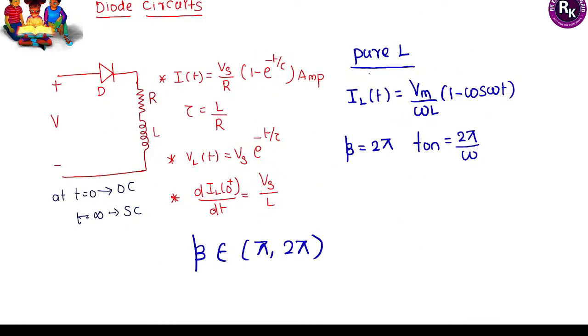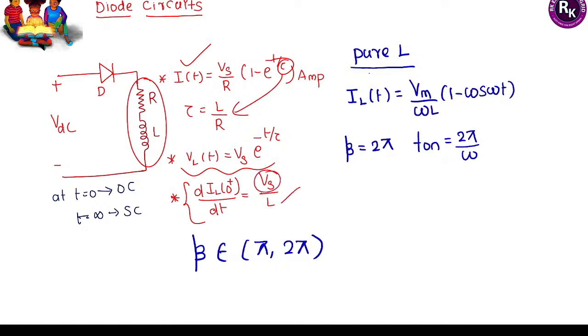Let us talk about the diode characteristics. If I take a diode and on the input side connect a DC supply, and on the output side connect an RL circuit, then whenever you see these types of circuits in the examination, you just have to remember the current expression and its corresponding time constant, where tau indicates the time constant, and the voltage drop across the inductor. Then the initial value of di_L(0+)/dt is the supply voltage divided by the inductance.